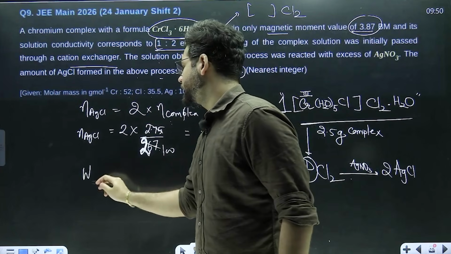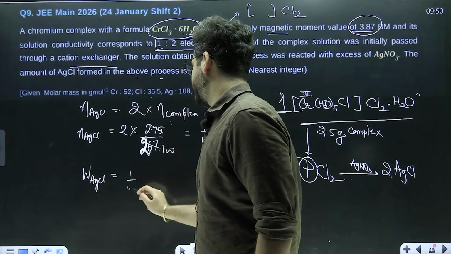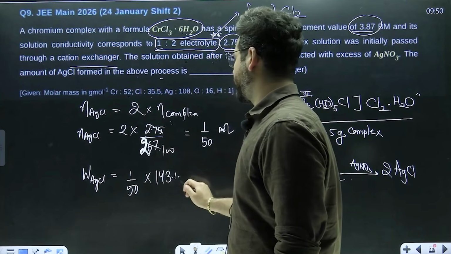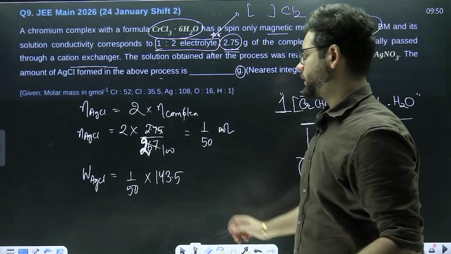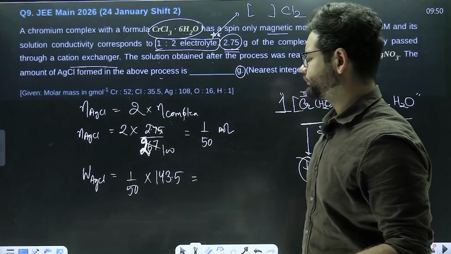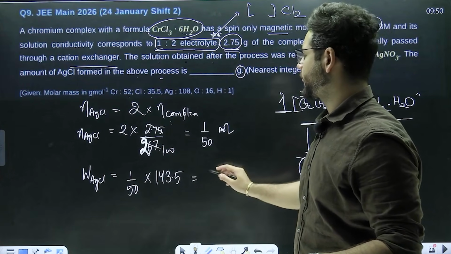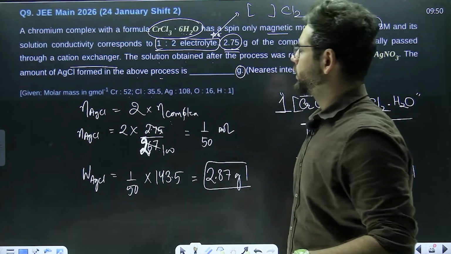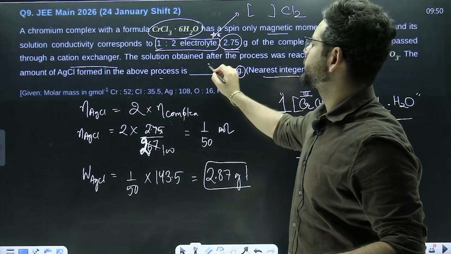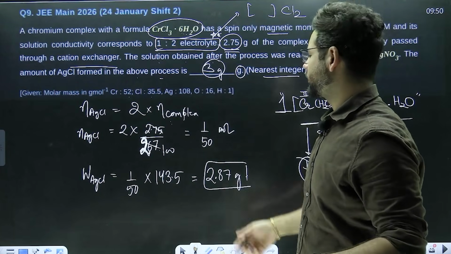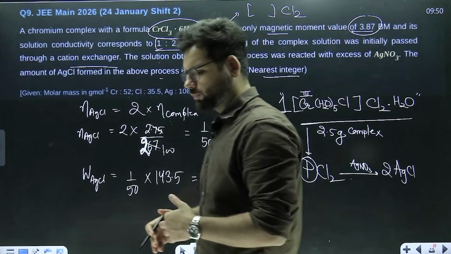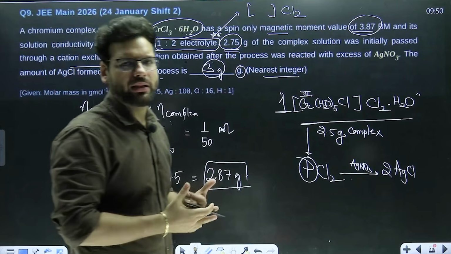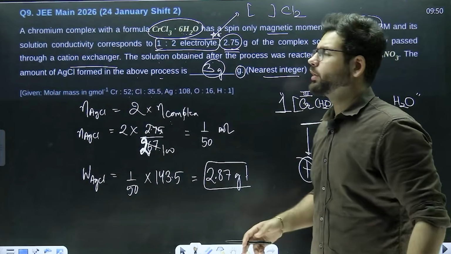So weight of AgCl will be moles into molar mass, which is 143.5 gram. 143.5, and this comes out to be 2.87 gram. Nearest integer they are asking, so I can mention 3 gram here, but the real answer will be around 2.7, 2.8 gram or so. I hope it is clear to everyone. It's a nice question. It's a little lengthy question, requires a little bit of calculations.